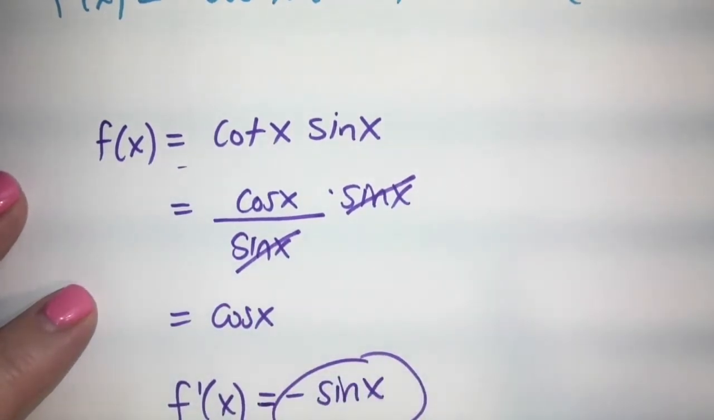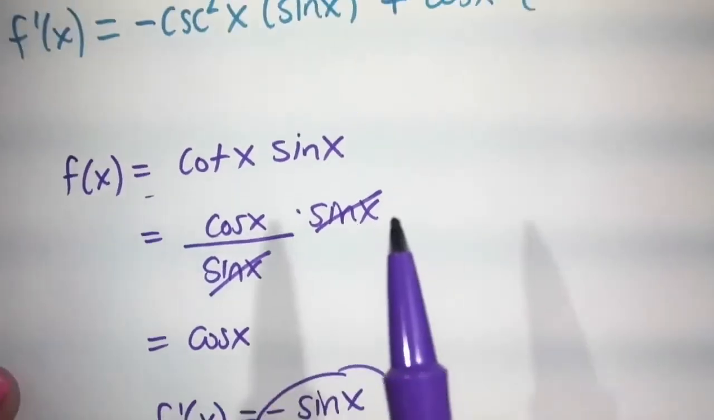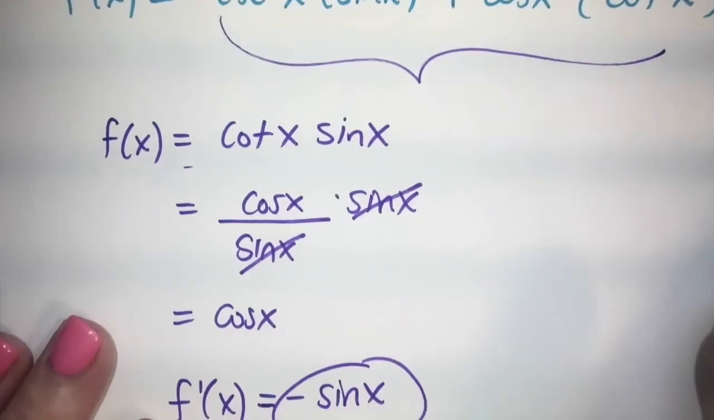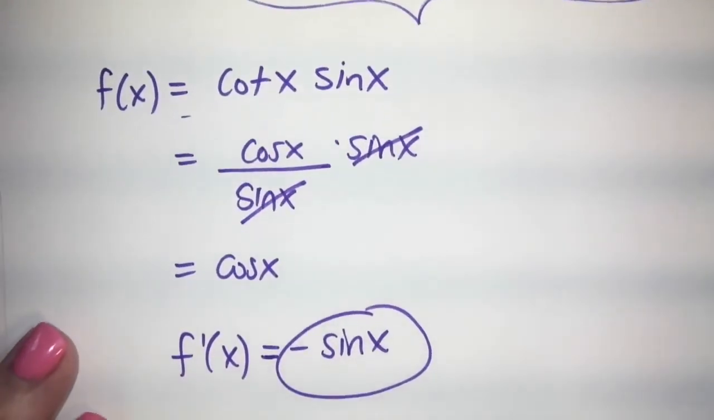Now, we can simplify all of this using identities and get negative sine x, but it's a lot trickier, isn't it? Right? It would take a lot of work to put in cotan is cos over sine, multiply that out, cosecant, 1 over sine, multiply that out, you get a common denominator. It's a lot of work.